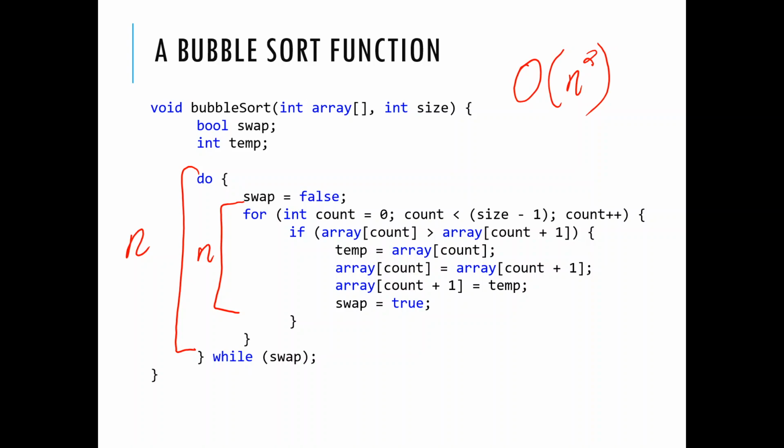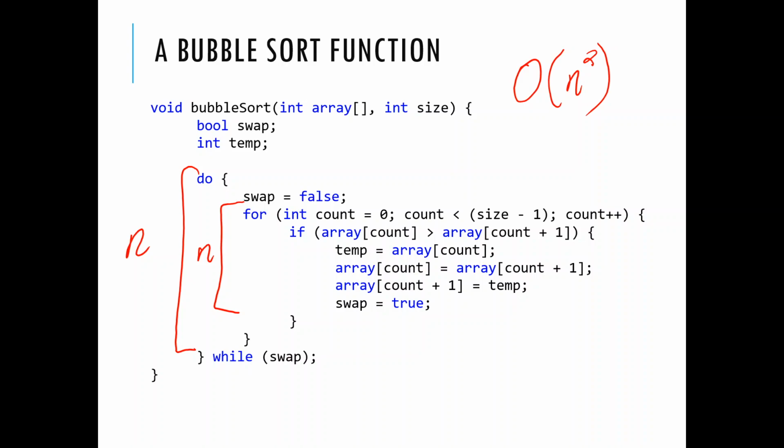I start off with no swaps. Then I walk element by element down my array, so I go from 0 to size minus 1. I don't go to the very end, I go to the second last element. And I check to see if the value at position count is greater than count plus 1.